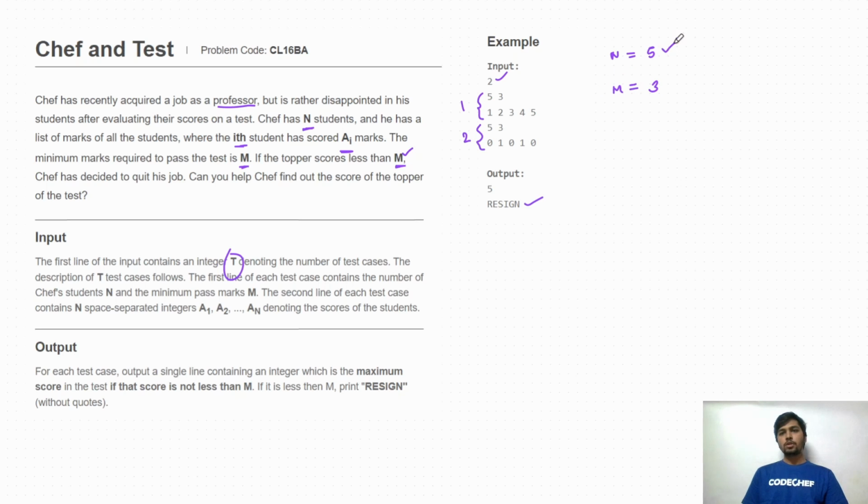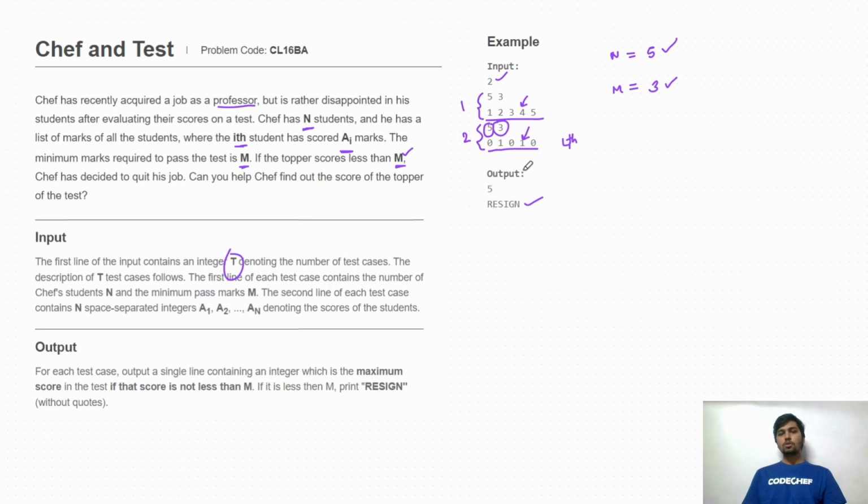N is the total number of students and M is the passing marks of the test. And on the next line of each test case, we will get total N numbers. So here N is equal to 5, so we got total 5 numbers. And here the ith number is the score of the ith student. Just for example, this 4 is the score of the fourth student. And in this test case, again, we have 5 students and the passing marks is equal to 3. And then we got the scores of all the 5 students. Just for an example, this one here is the score of the fourth student.